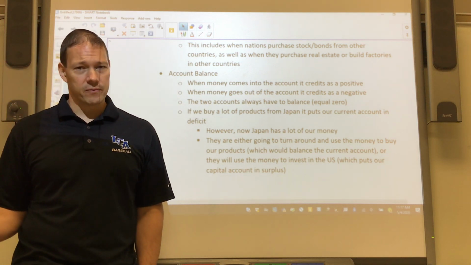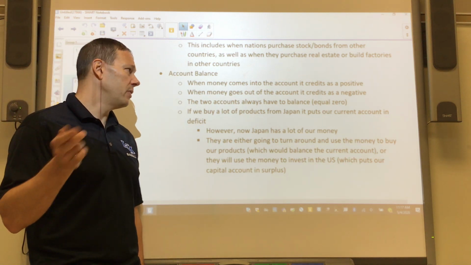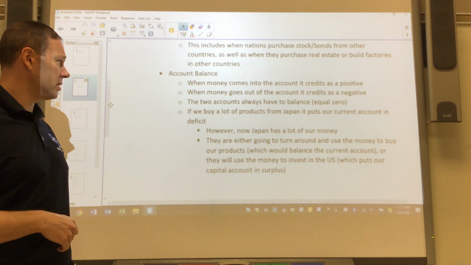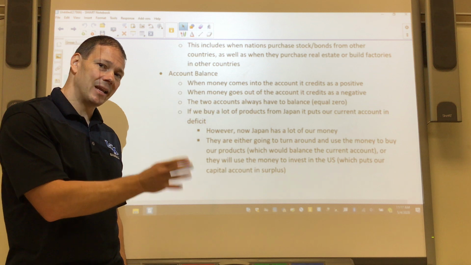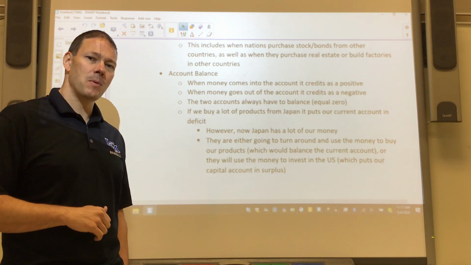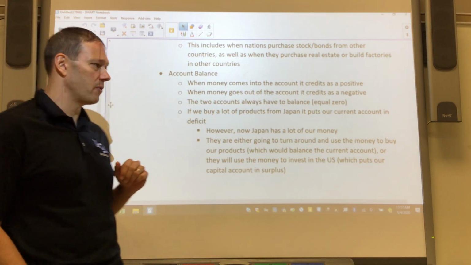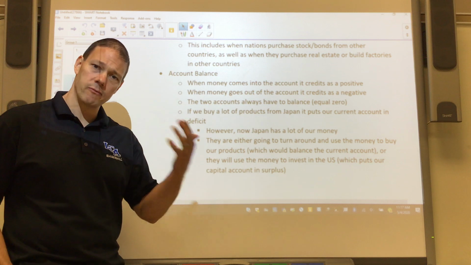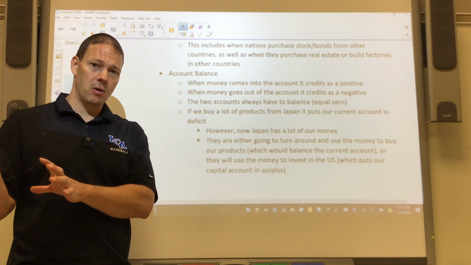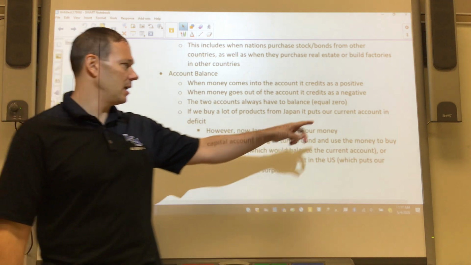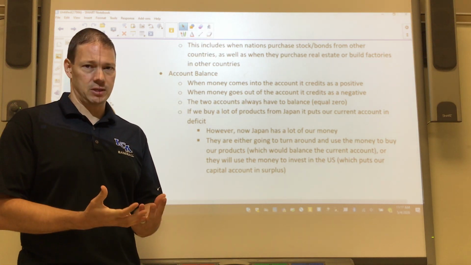Of course, when money goes out of the accounts, when we buy from other nations, either goods or services or investments, that goes down as a negative. And the two accounts together have to balance. So bottom line, if one account, let's say our current account, is negative 20 billion, our capital account has to be positive 20 billion. And here's how that process might work. Let's say that we buy a lot of things from Japan, a lot of goods and services. Well, if we're buying goods and services from Japan, that means, number one, we're sending money to Japan, so that's going to go down as a negative in our current account, because it's goods and services, right? So our current account is in deficit.